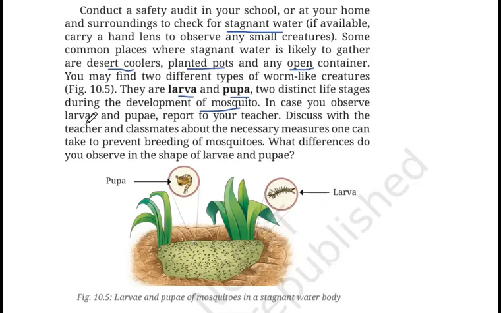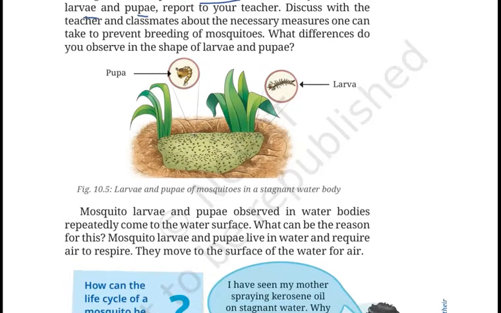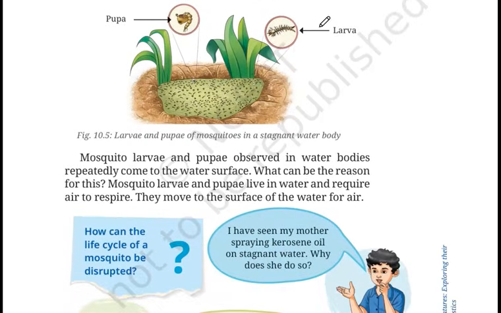In case you observe larva and pupa, report to your teacher, because they will be developing into a dangerous disease-carrying mosquito. All right, so here you can see figure 10.5, the diagram of a pupa and the diagram of a larva. It is of a mosquito found in a stagnant water body.